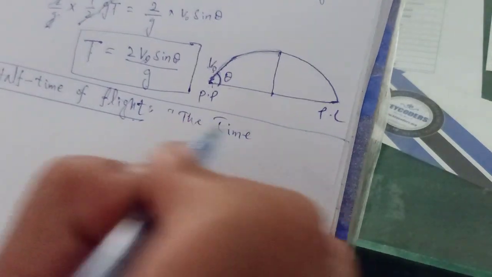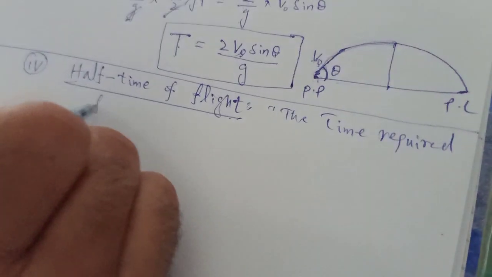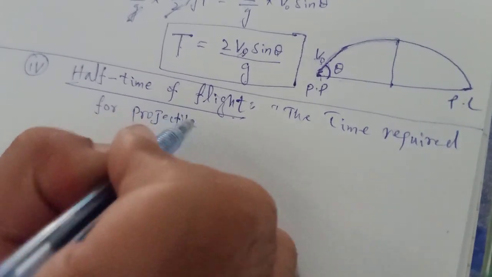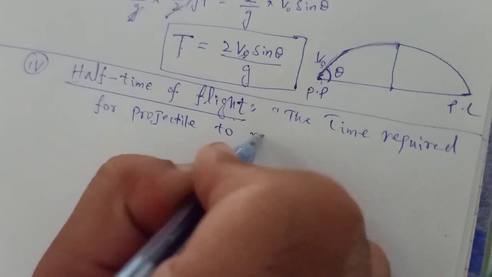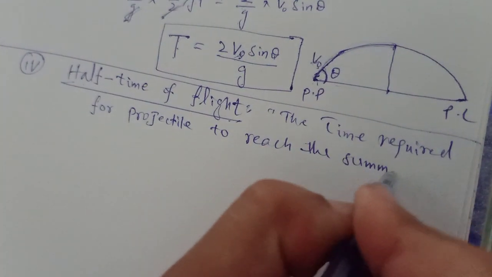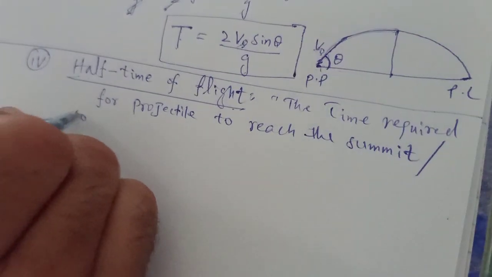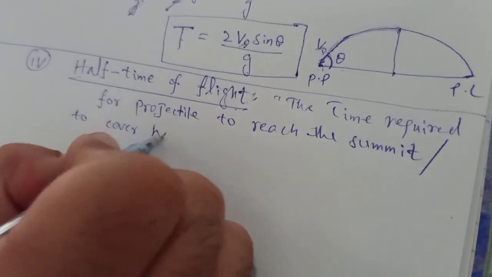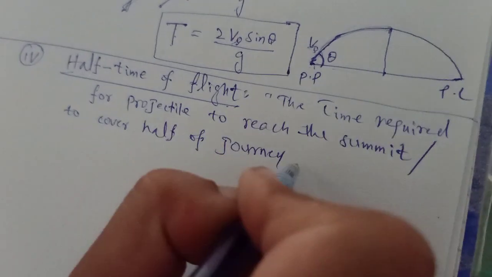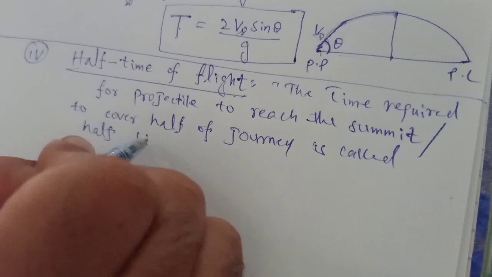How do we define the half time of flight? The time required for projectile to reach the summit, or to cover half up journey, is called half time of flight.